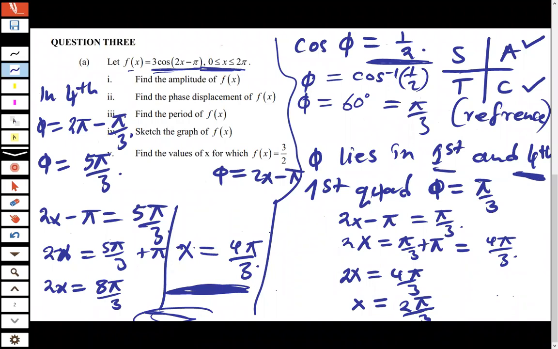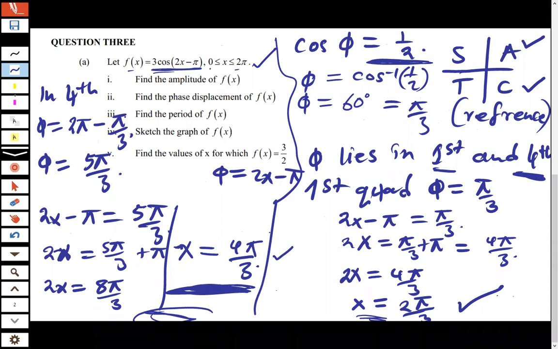Now you have to check your solutions, to see if they are in the range that you've been given, which is from 0 to 2 pi. Are these two solutions between 0 and 2 pi? The first one, 2 pi over 3, is between 0 and 2 pi, so it is one of the answers. And 4 pi over 3 is also between the given range, which makes it also qualify to be one of our answers.